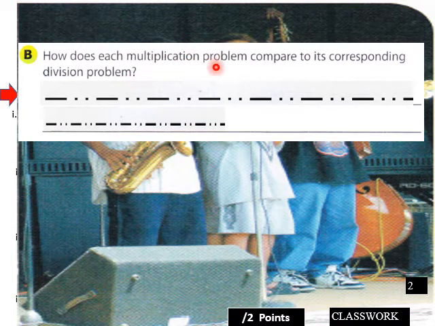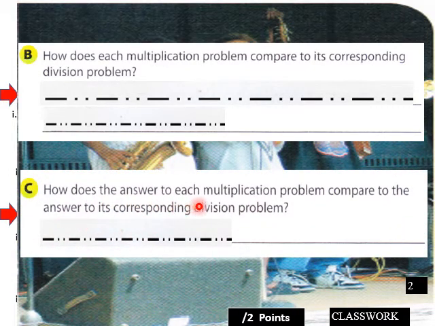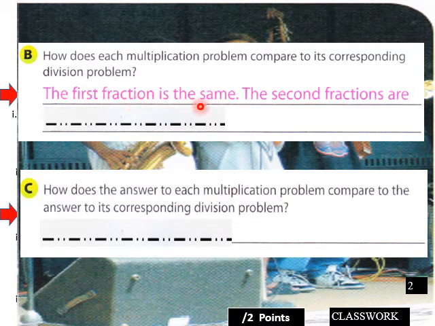How does each multiplication problem compare to its corresponding division problem? How does it compare? Part B. How does it compare, students? And how does the answer to each multiplication problem compare to the answer to its corresponding division problem? Kind of like the same question. For part B up here, the first fraction is the same. The second fractions are reciprocals. Here's that word again, reciprocals. What does it mean to reciprocate? It means to flip, flip each other.